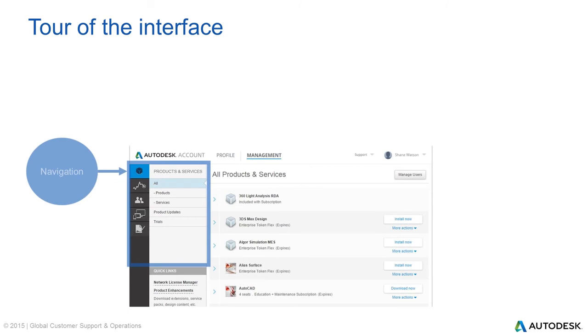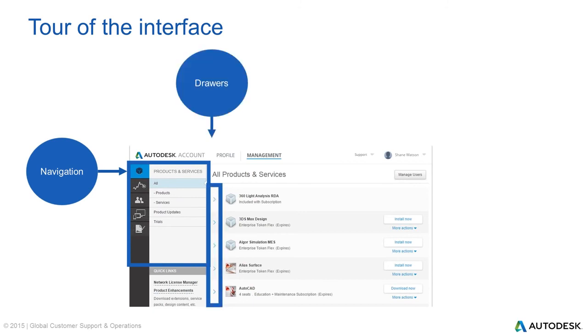The Autodesk account interface is simple to navigate. We're going to start the navigation on the top left-hand panel. This panel is going to give us access to our products, our updates, cloud services, user information, and device management. We will be exploring these in further detail as we continue on. So now we're going to move over to that middle column where our drawers reside. Anytime you see these arrows, click on them and it will expand that drawer to more information about your product or subscription.